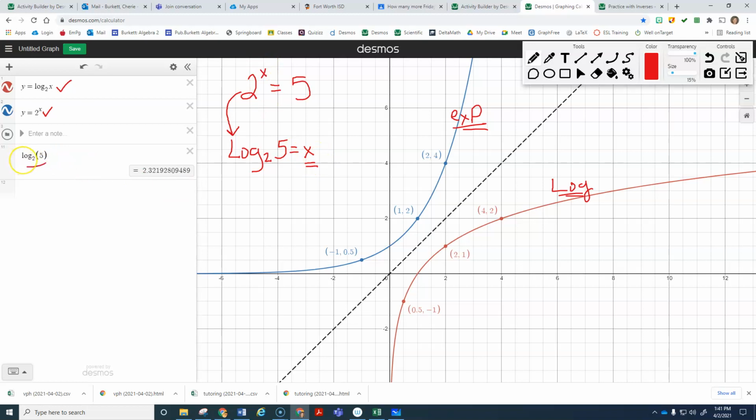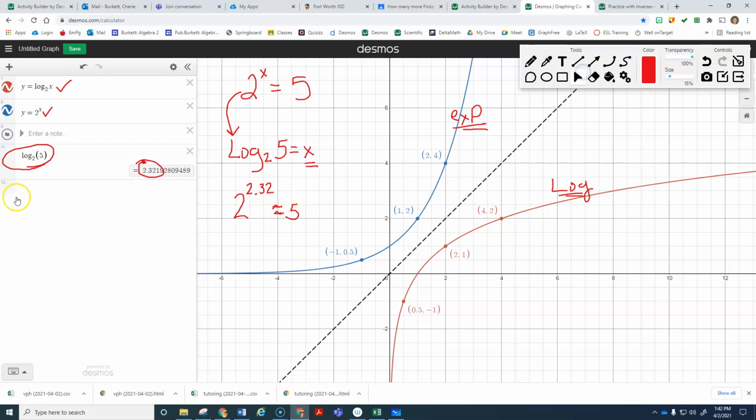That means I should be able to go over here and type it into the calculator and get an answer. Here's the answer. So in other words, what this is saying is that if I take 2 and raise it, now I'm rounding off because this number is a decimal that goes on forever. But if I take the 2 and raise it to the 2.32 power, I'm going to get pretty close to an answer of 5. So just to be sure, let's see.